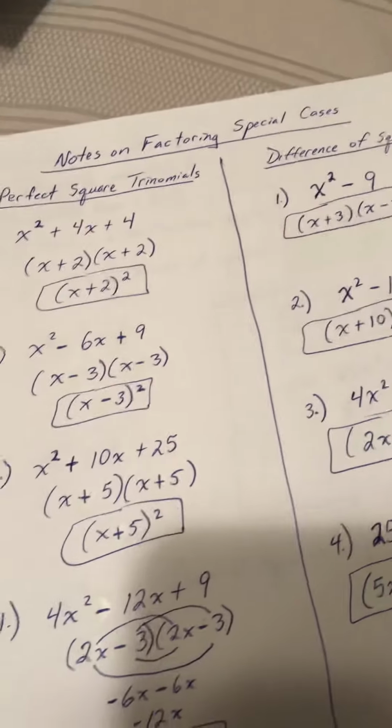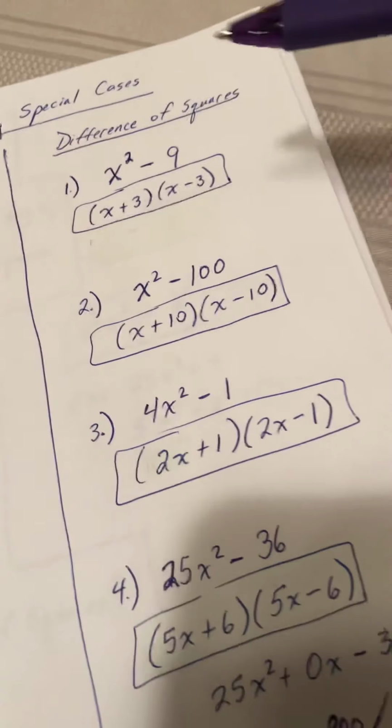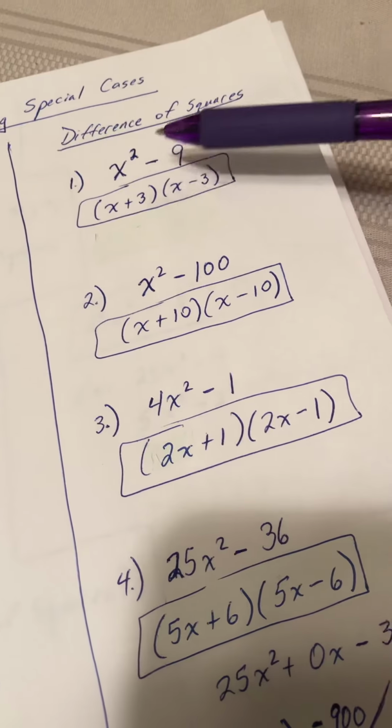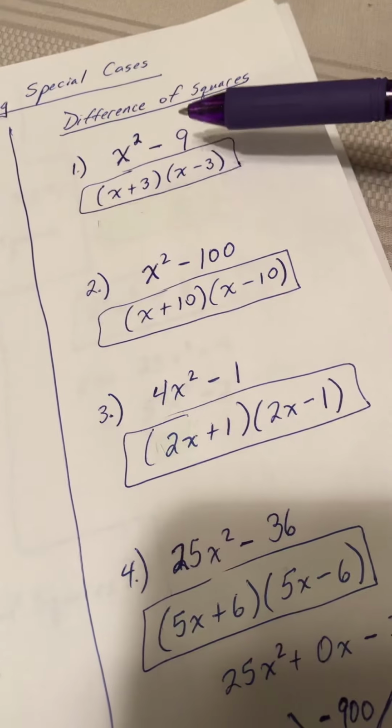Factoring Special Cases, Part 2: Difference of Squares. When you have a perfect square and a perfect square but no middle term, it factors like this.